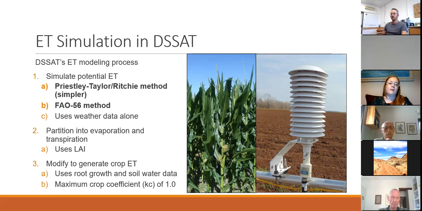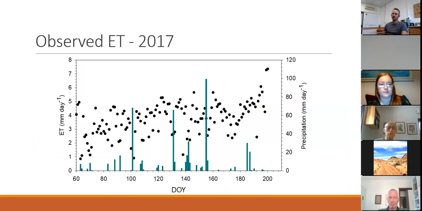And then finally, once the potential evaporation and potential transpiration are calculated, DSAT will then generate crop ET using the root growth and soil water data. So this is pulling, again, both from the soil water module and from the plant growth module to get the root information and the soil water information. And it has a maximum crop coefficient, or KC, of 1.0, which we'll discuss a bit later, because that creates a few potential problems when we are getting our results from the model.